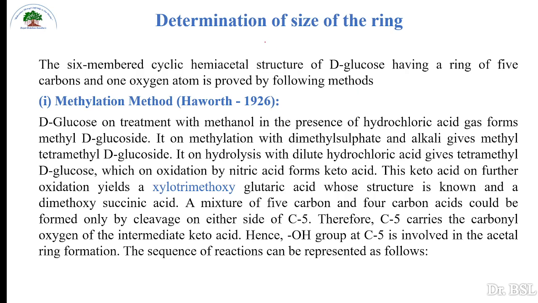following methods. Up till now we have seen the ring structure of glucose, but it is not confirmed whether it is a 5-membered or 6-membered ring that is forming the structure of glucose. So the 6-membered cyclic hemiacetal structure is proved by the following methods, and the first method is the methylation method. It is also known as the Haworth method. Haworth proposed this method in 1926.